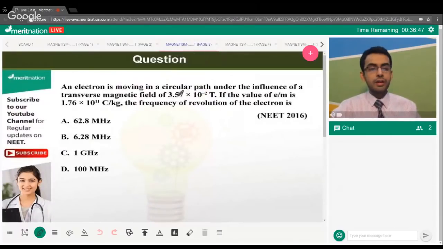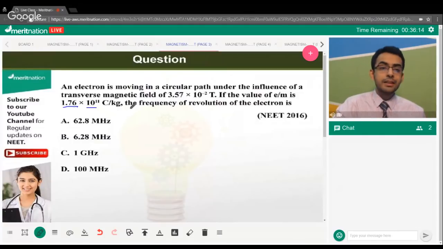An electron is moving in a circular path under the influence of a transverse magnetic field of 3.57 into 10 to the power of minus 2 Tesla. If the value of e by m is 1.76 into 10 to the power 11 coulomb per kg, the frequency of revolution of the electron is. So we have to find the frequency of revolution of the electron.